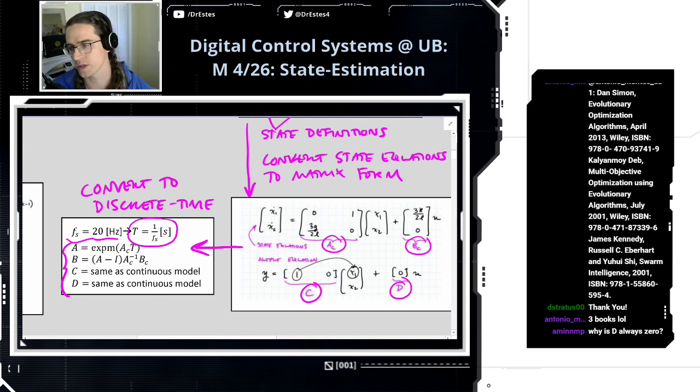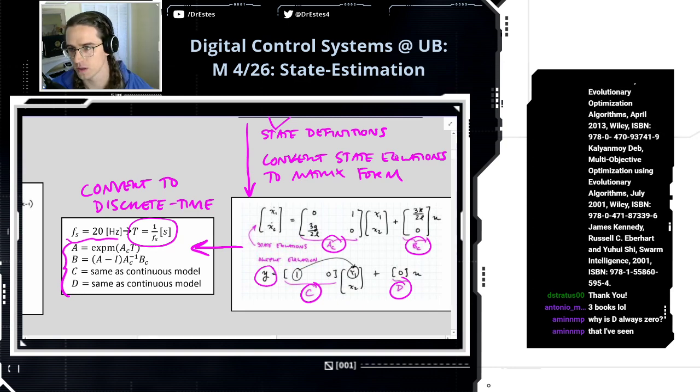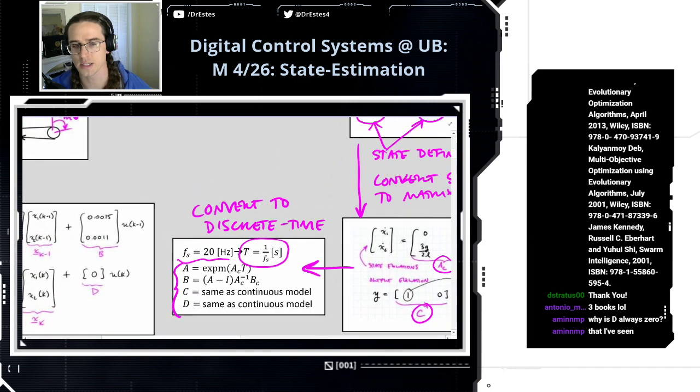Why is D always zero? It's not always zero. Okay, I'll say it this way. It's non-zero if the output is proportional to the input in some way. Like in this output equation, if my output was the angular acceleration, actually the input is not acceleration in this case, but usually for mechanical models, if your output is related to acceleration, then D will be non-zero. But you're right. Very often it's zero, but it's not always.